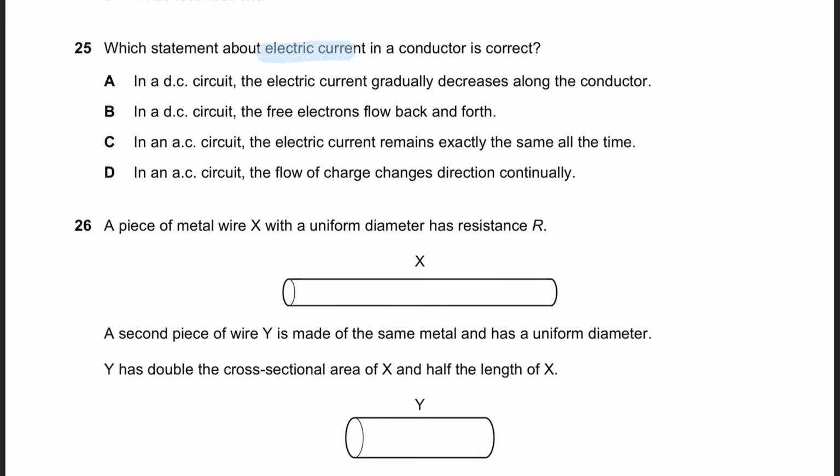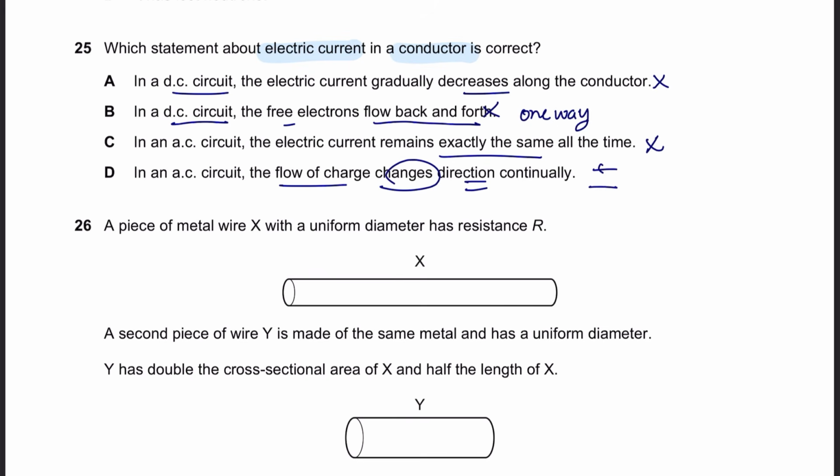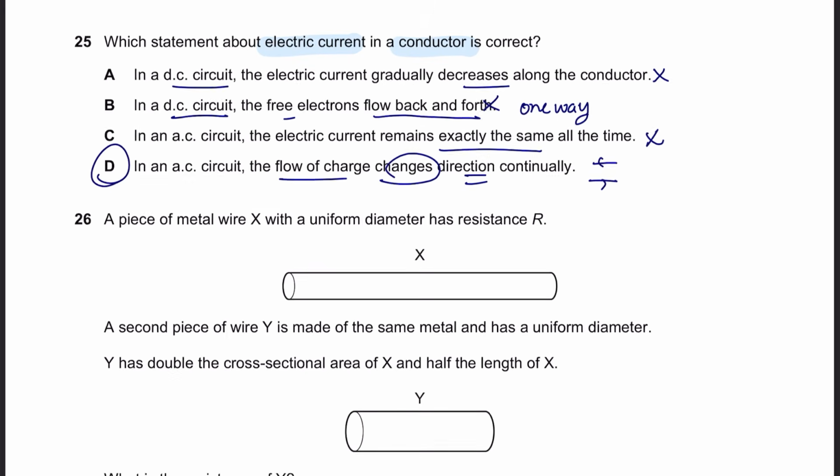Question 25. Which statement about electric current in a conductor is correct? In a DC current, the electric current gradually decreases along the conductor. Not true. In a DC current, the free electrons flow back and forth. Not true. It's only one way. In an AC current, the electric current remains exactly the same all the time. No. In an AC circuit, the flow of charge changes direction continually. Yes, correct. So the answer is D.